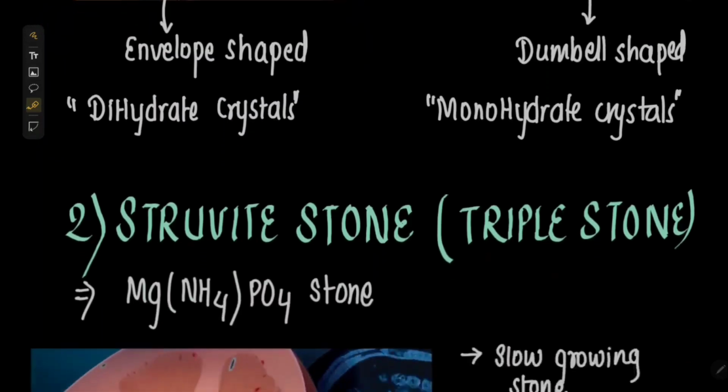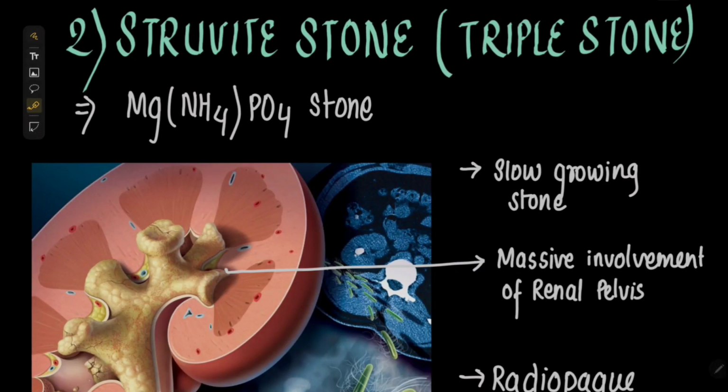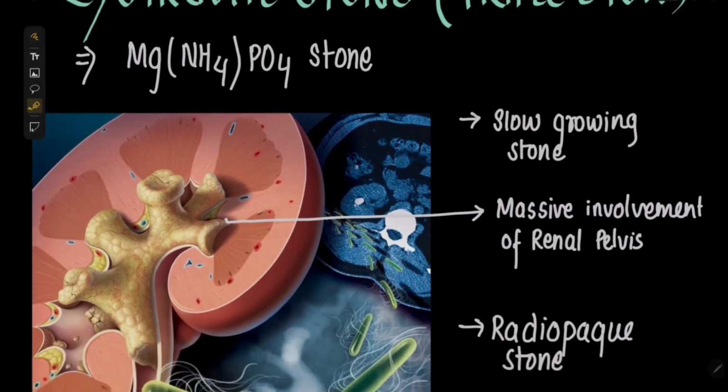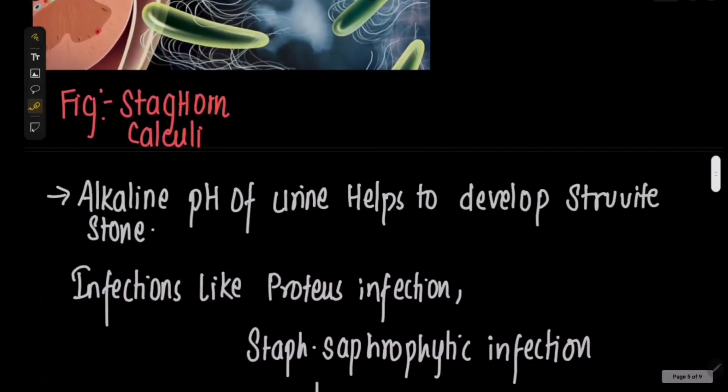Now we move on to the struvite stone, also known as the triple stone. The struvite stone is also known as the triple stone because three elements are present in this stone. The three elements are magnesium, ammonium, and phosphate. The struvite stone is also known as the magnesium ammonium phosphate stone. This is a slow growing stone, and this involves massive involvement of the renal pelvis. This is also seen in the X-ray, hence it is also known as the radio-opaque stone.